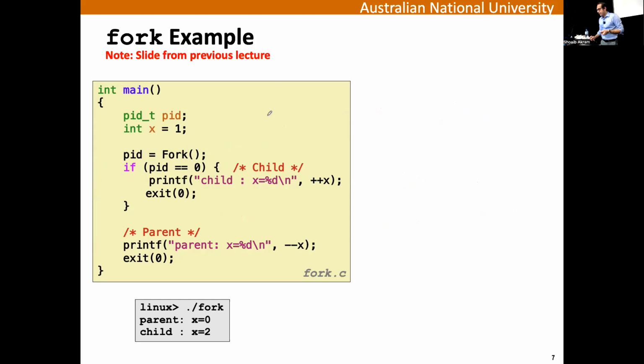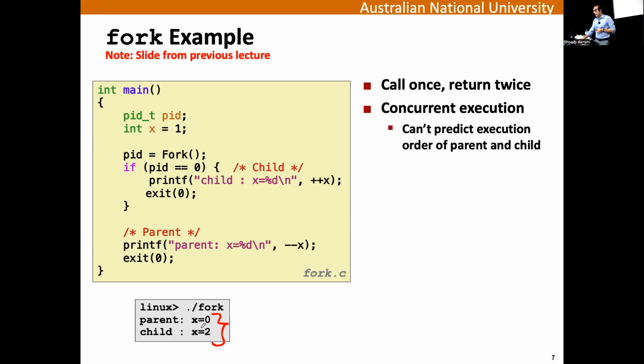So here, if you do it in your lab machine or your laptop, you may get the child first and the parent second. And each time you do it, you can never predict. And that's the world of concurrency. So you remember that fork is called once and returns twice. At this point, we are looking at concurrent execution, and you cannot predict the execution order.